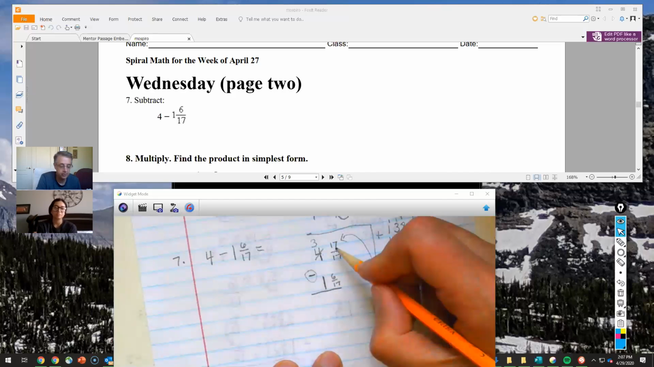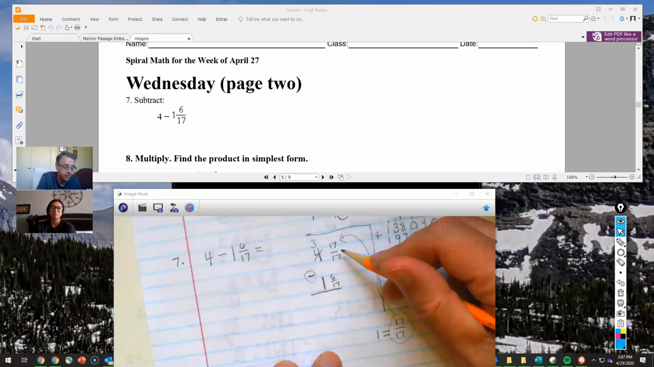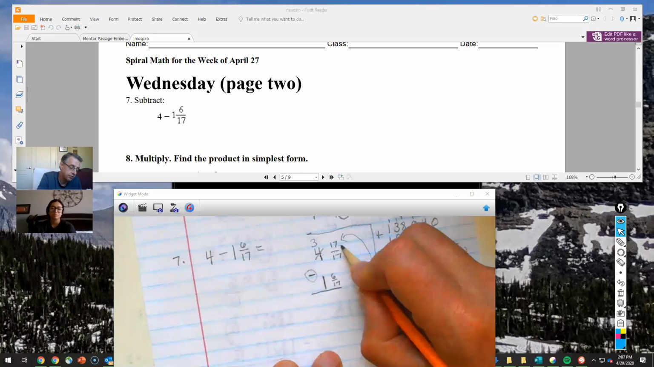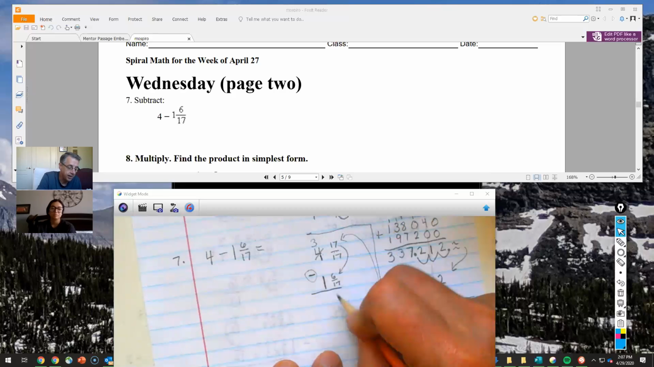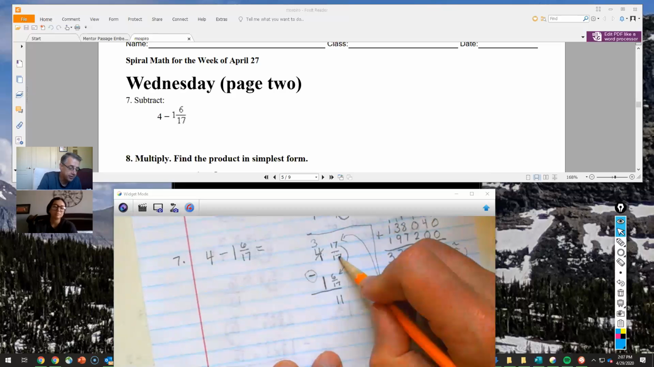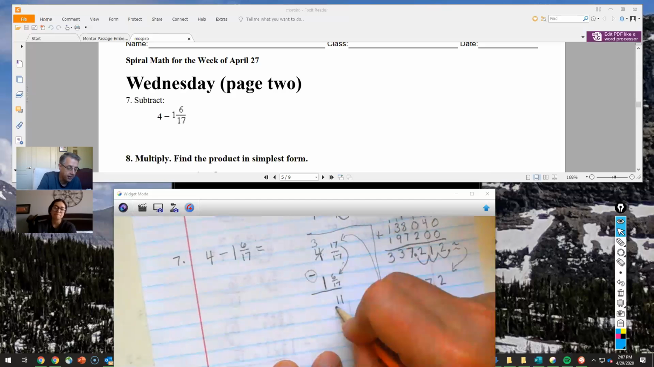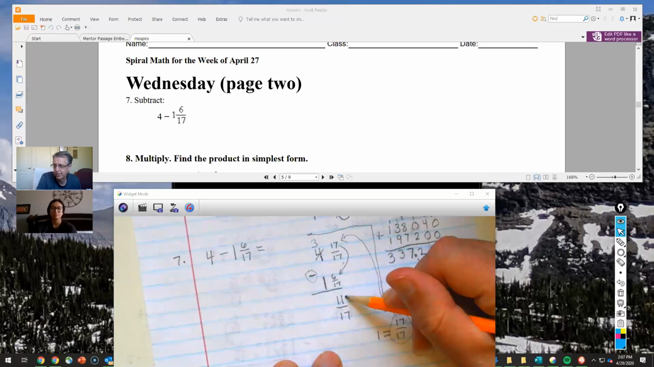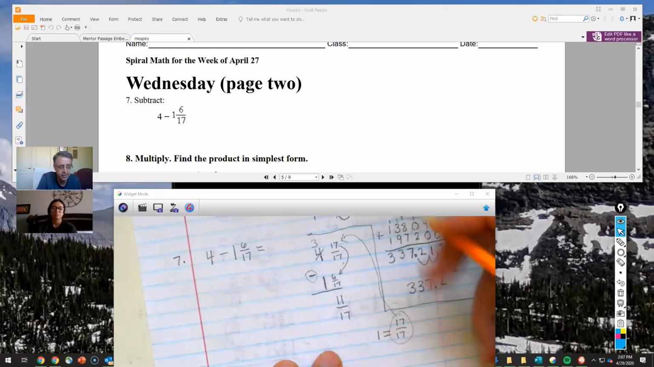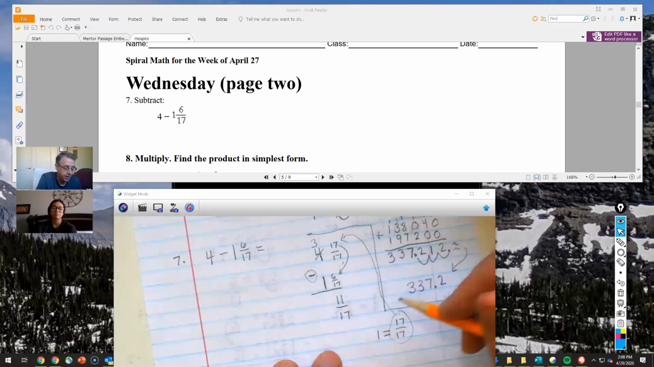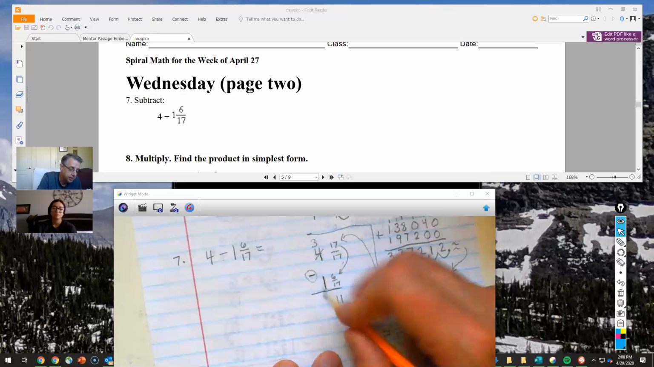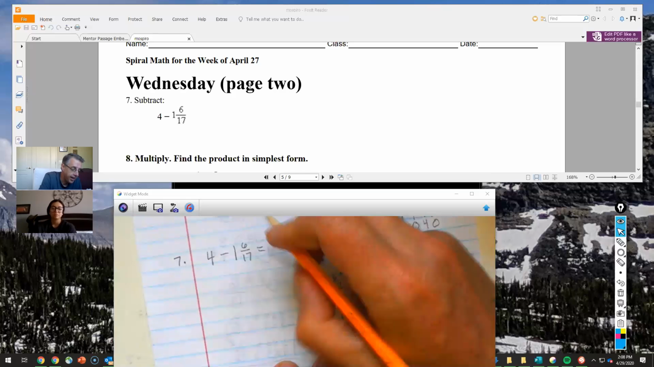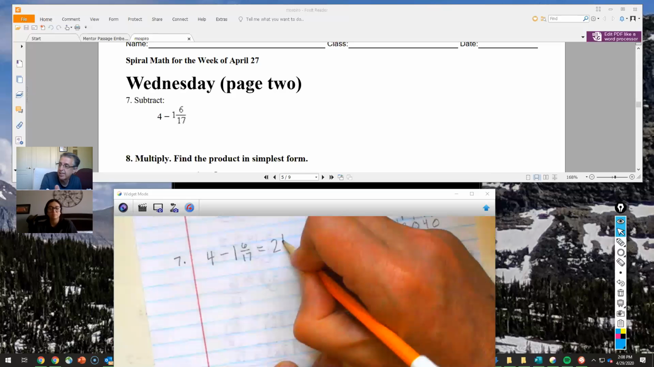Now I can subtract, because subtraction takes 2 fractions, and now I have 2 fractions. So here I go. I'm going to subtract my 6 from my 17. I'm going to get 11. I don't subtract my denominators, so now I have 11/17. 11 is a prime number, and so is 17, so this definitely cannot be simplified. 3 minus 1 is 2. So now when I'm done, my difference is 2 and 11/17.